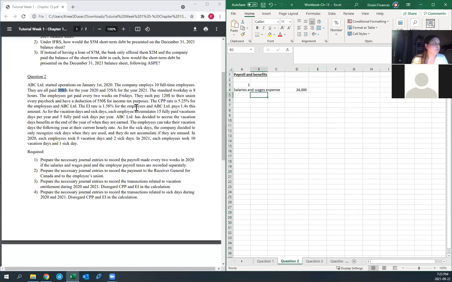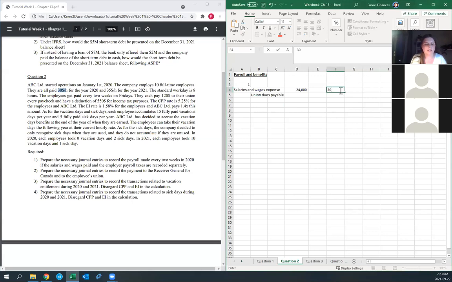Then we continue. They each pay $120 to their union every paycheck. So you have an account that's called union dues payable. Can you just repeat what you did for the salaries and wages? Yeah, I'll put it here with words instead of numbers.